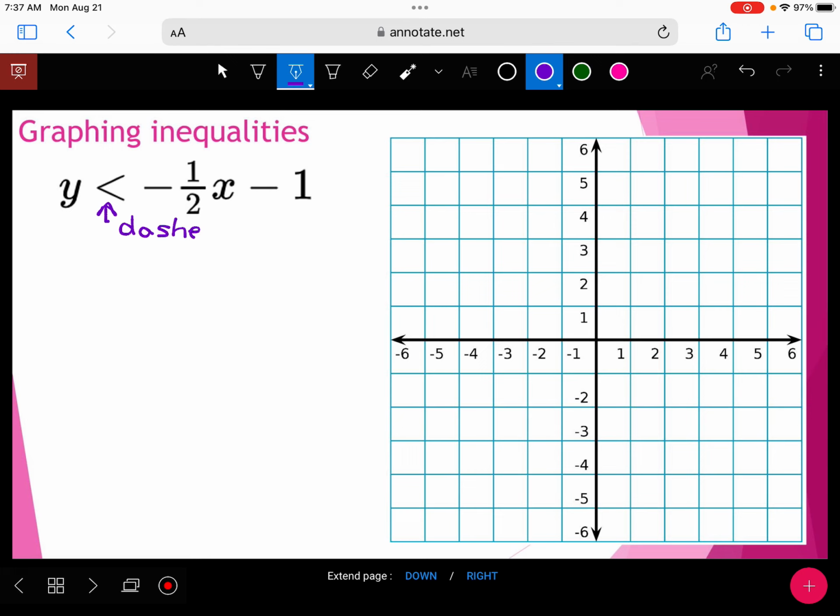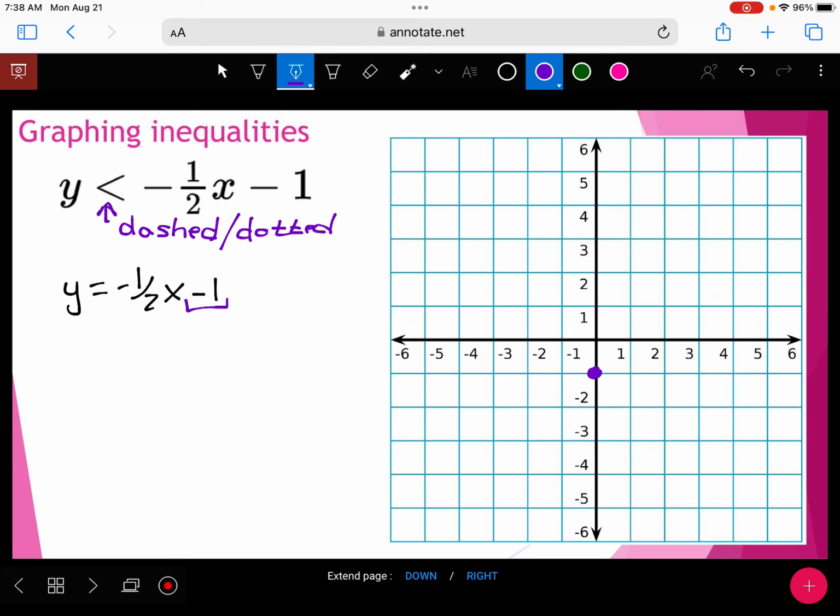I'll even write it as dashed. I do not care which word you use. They are the same thing. I have a tendency to say dotted, but dashed is technically closer to what I draw. We are going to graph our related line of y equals negative 1/2 x minus 1. That is the line we're using. So where are we going to start with that line? At the negative 1. That's our point where we're starting, at our y-intercept.